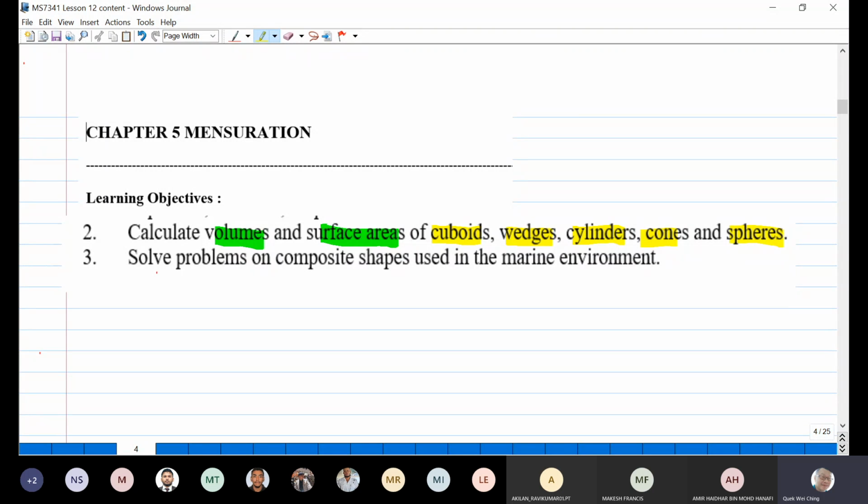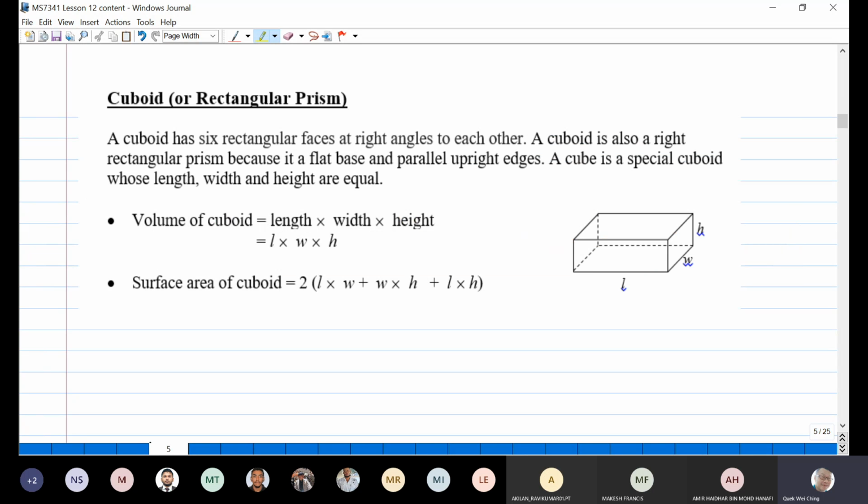So we start from the cuboid first. What is actually a cuboid? A cuboid, also called a rectangular prism, is formed by six rectangular faces. Each one, you can see from the picture, looks like a rectangular box, right? Each of them has a 90 degree right angle.